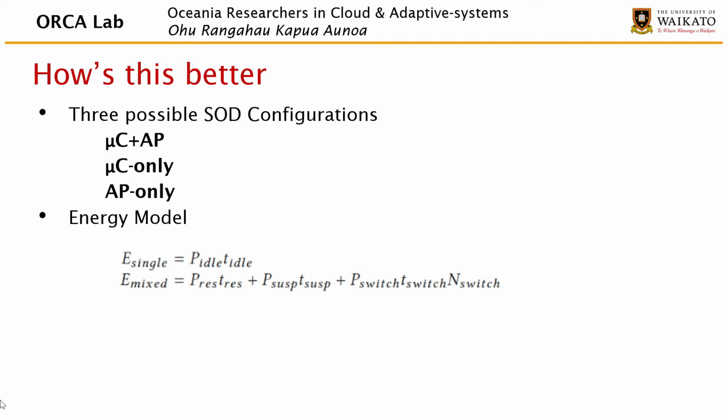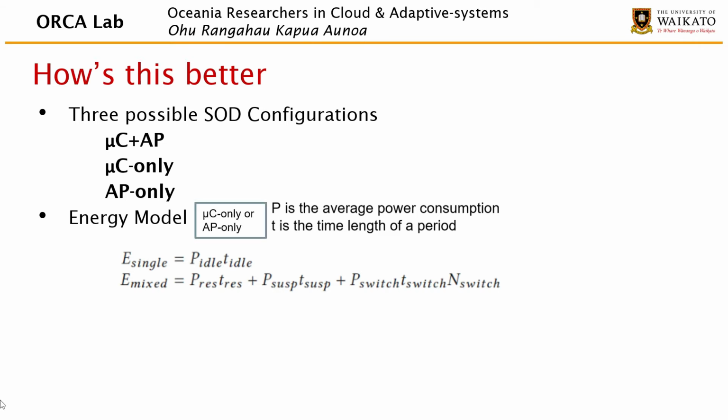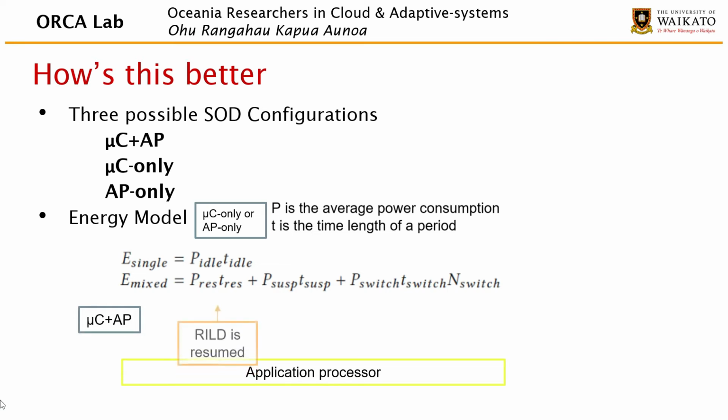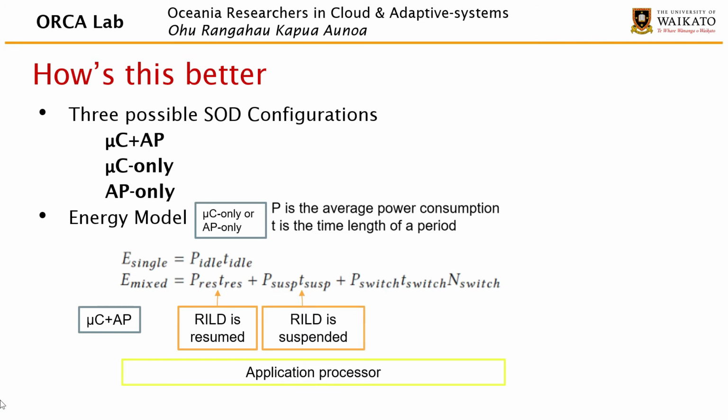Therefore, in the following model, we can define E_single as the energy consumption of only controller or only AP, and E_mixed as the energy consumption of controller plus AP, where P is the average power consumption and T is the time length of the period. Thus, the multiplication PT is the total energy consumed during T. P_idle and T_idle is the total energy consumed by only controller or only AP. P_rest and T_rest is the total energy consumed by controller plus AP while RILD is resumed on the application processor. T_suspend is the total energy consumed by controller plus AP while RILD is suspended on the application processor. P_switch and T_switch is the total energy consumed by controller plus AP each of the N_switch times RILD is being suspended and resumed on the application processor.